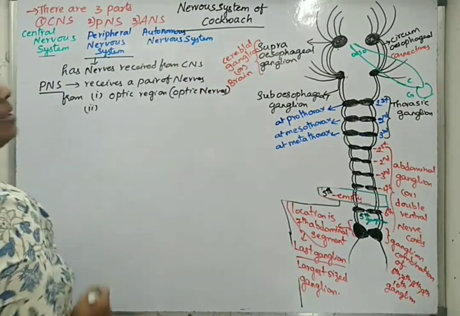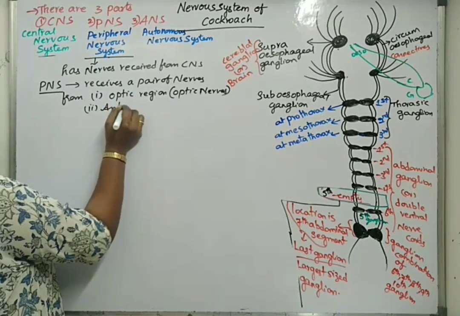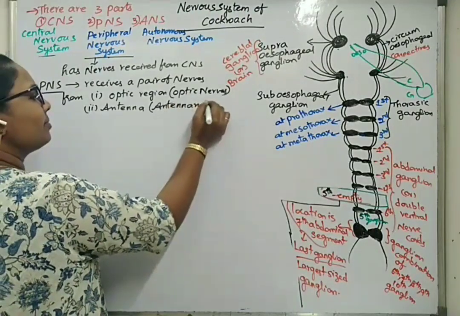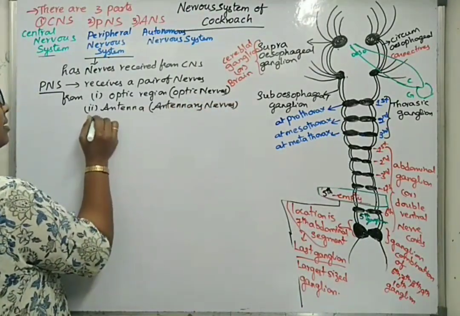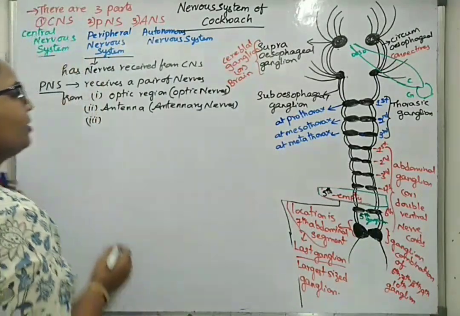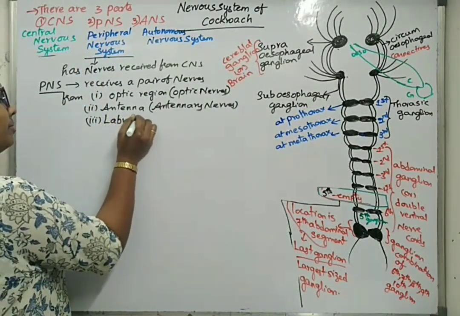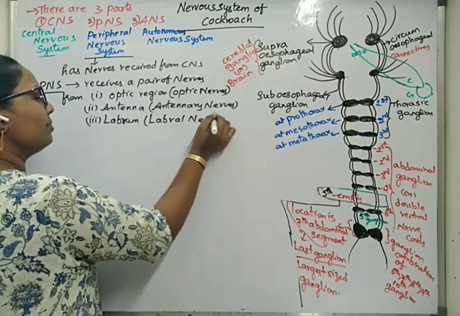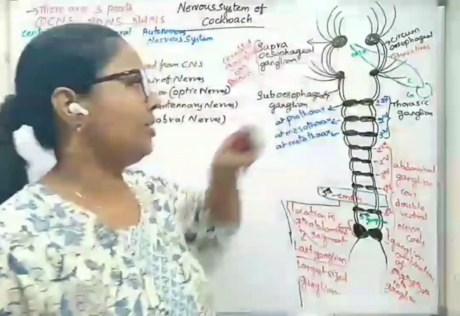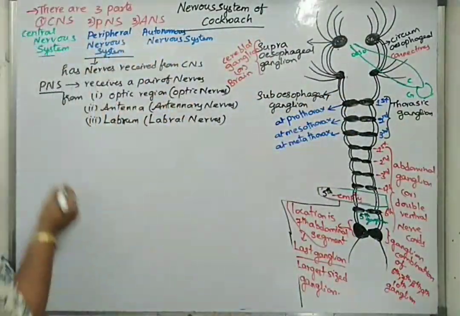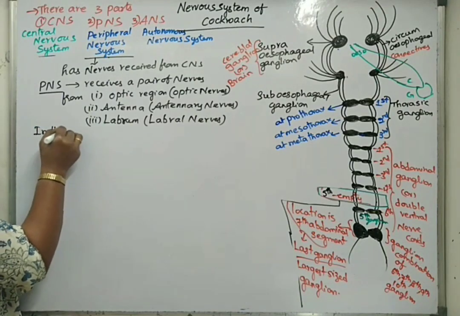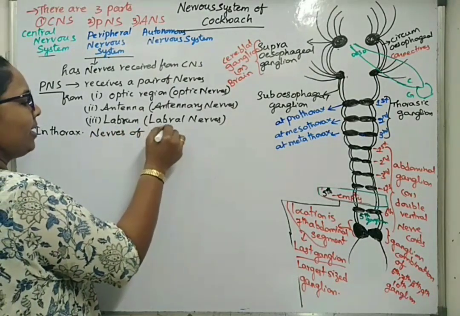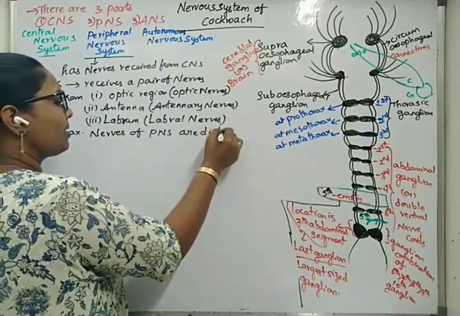Second one, from the antenna. Those are called antennary nerves. Third one, from the upper lip, that is from the labrum. Labral nerves. This is in case of the head region. Then what about the thorax region? So in the thorax, nerves of the PNS are distributed as follows.